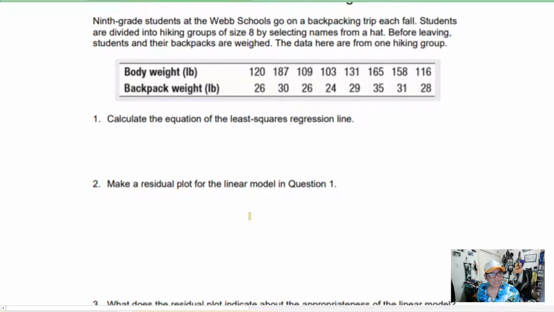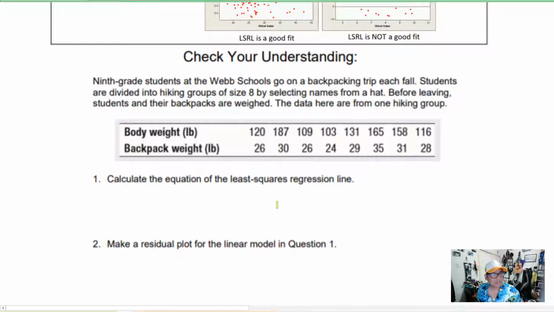Let's check our understanding. We're going to take a look at 9th grade students at Webb Schools. They're going to go backpacking every fall. Students are divided into hiking groups of 8 by selecting names out of a hat. They don't get to pick their friends, so that's interesting. Oh well. Before leaving, students and their backpacks are weighed. This is a big deal when you're hiking, and your backpack needs to not be so heavy. The lighter you can get it, the better it is when you're backpacking.